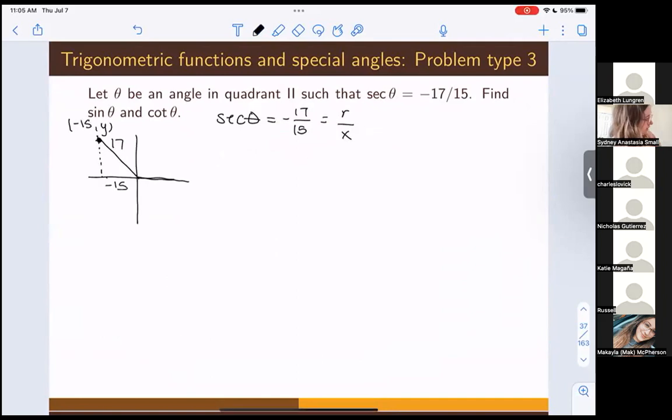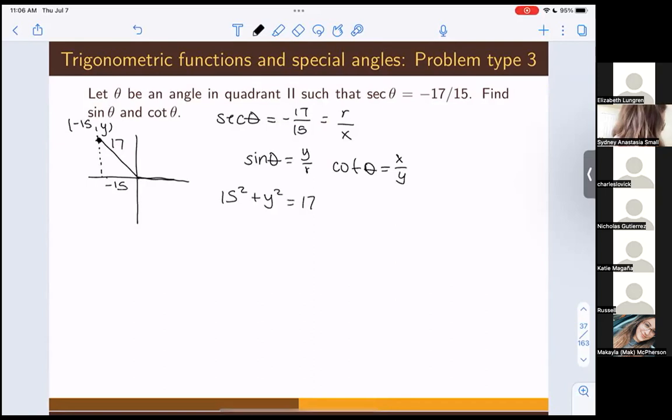Again, we want to find the sine of theta, which is y over r, and the cotangent of theta, which is x over y. So we need this y value. So to solve for it, we're going to plug these things into the Pythagorean theorem and solve. We get that 15 squared, our known side length, plus y squared, we're solving for y, is 17 squared. 15 squared is 225 plus y squared is equal to 17 squared, which is 289.